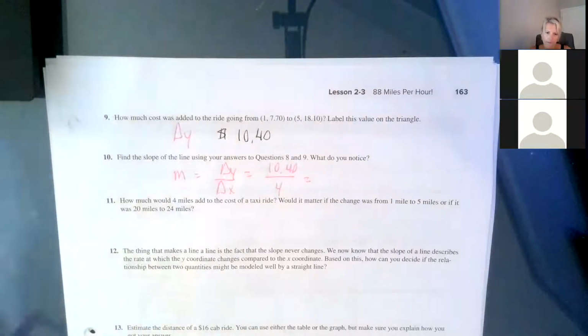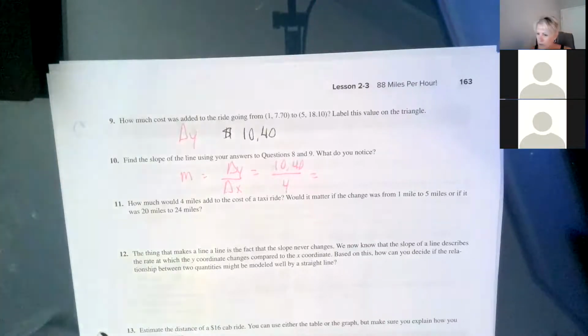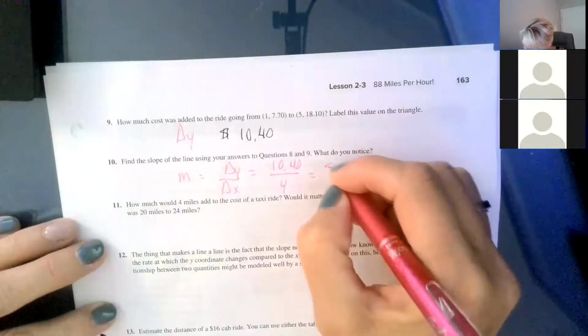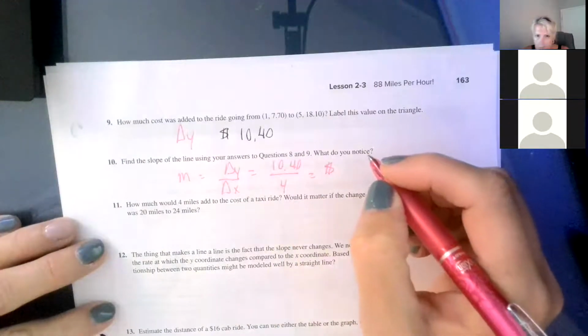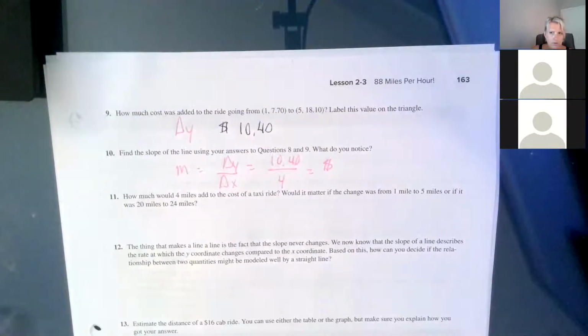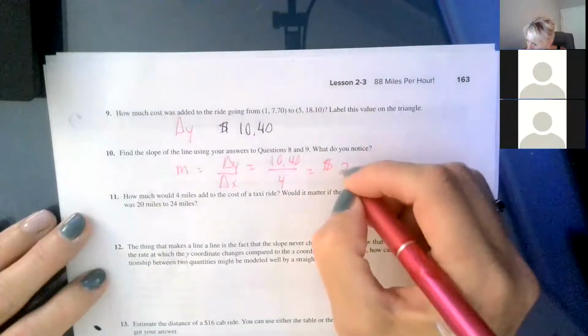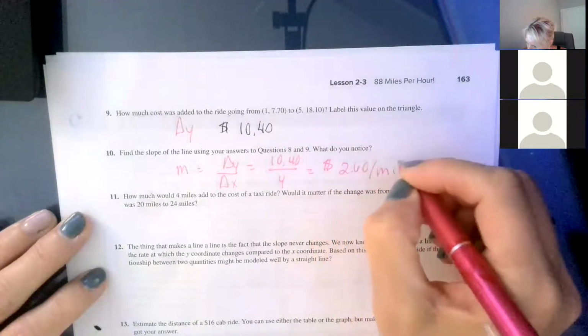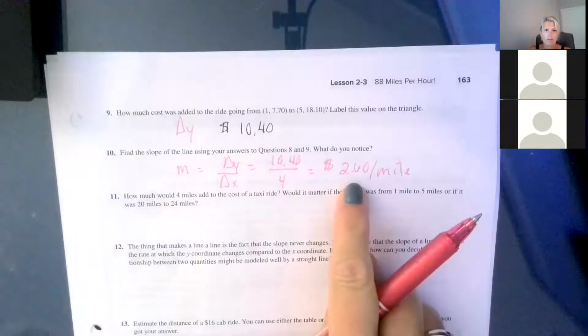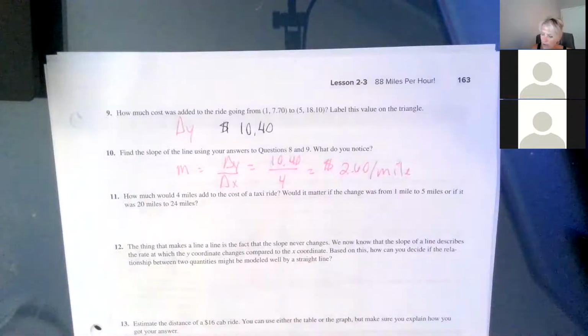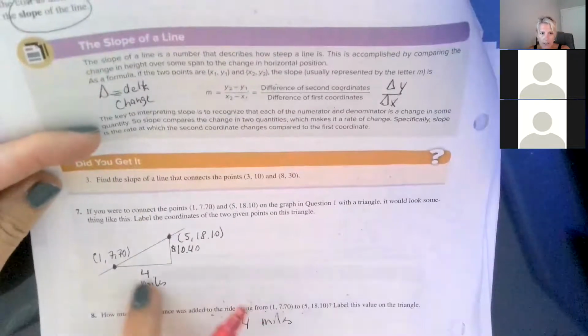What did we get there? And we divided that. 2.6. Yep. So we just got the same slope, right? So we can see that from the actual calculations of slope, like what we did up here, and then we can also see it in the graph.